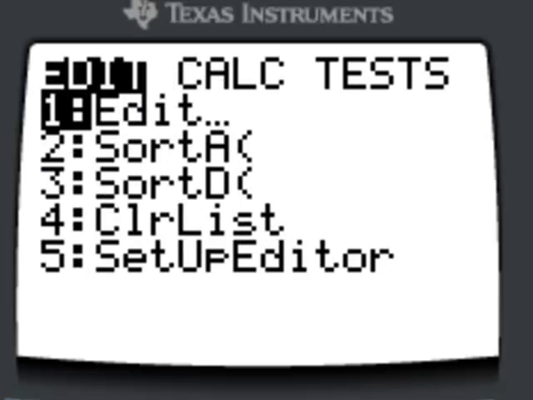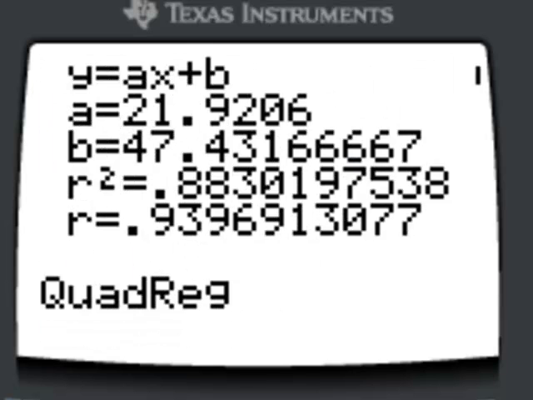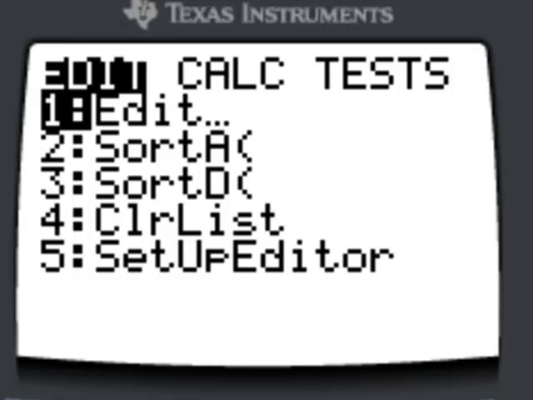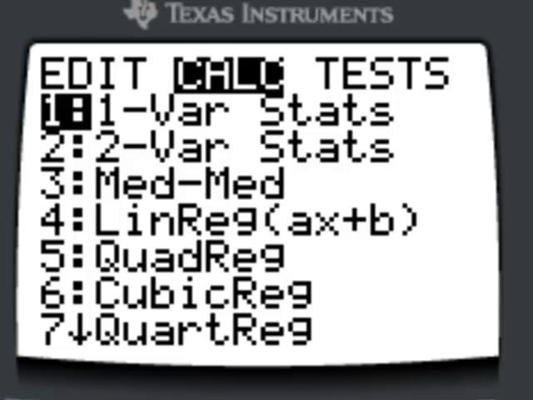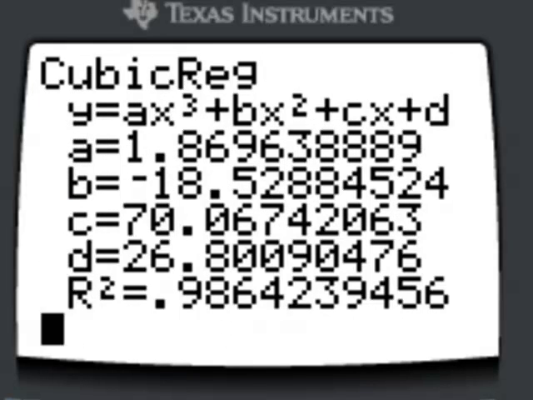So maybe it is quadratic, so I'll try quadratic regression, which is option 5. And I can see that that's a 0.96. That's a lot better. That's a much stronger correlation, but maybe we can do better still. So I'm going to go under Calc, and I'm going to do cubic, and that's a 0.986. That's a good regression there, and I'm pretty happy with that. So I'm going to go ahead and use that.